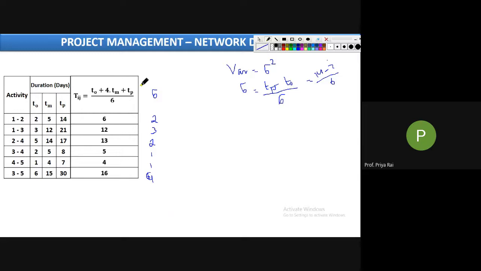Okay, so like this you can calculate standard deviation, and variance will be simply sigma square. That is 2 square is 4, 3 square is 9, 2 square is 4, 1, 1, 16. This column I have not drawn, you can simply draw it yourself. This one I have missed out. So they have asked you variance, where variance is equal to sigma square, where sigma is equal to this formula. Okay, so the first question is complete.